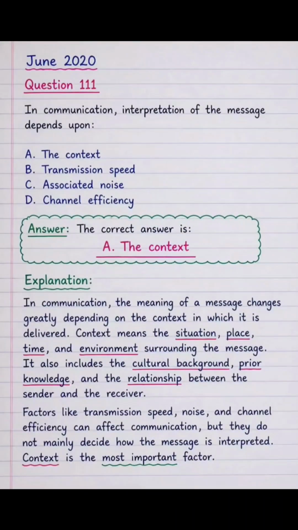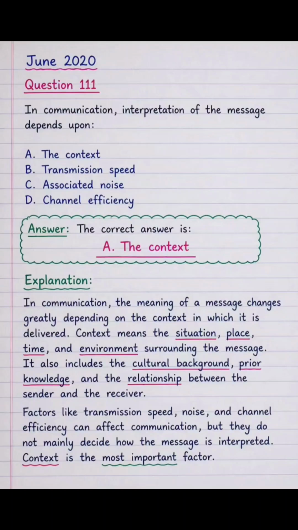So the question is, in communication, how do we understand a message? Options are A. The context, B. Transmission speed, C. Noise, D. Channel efficiency. So the correct answer is A. The context.